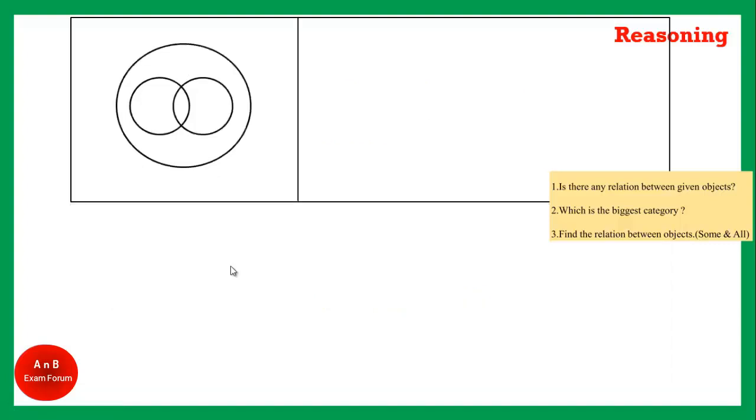Yes. Coming to the next category, animal, land animal, sea animal. This is also very important. Is there any relationship between these objects? Yes, there is a clear-cut relationship between these objects. Which is the biggest category? Yes, animal is the biggest category. So this large circle represents the animal category.